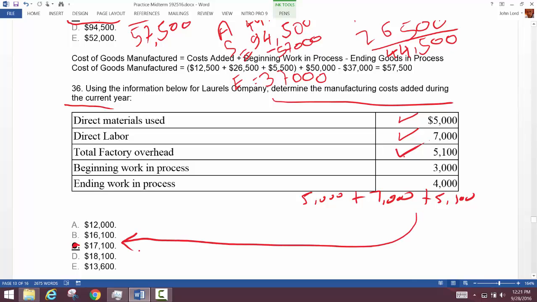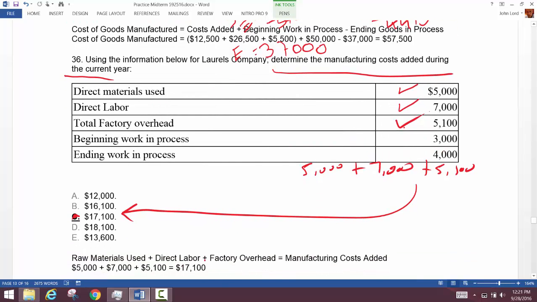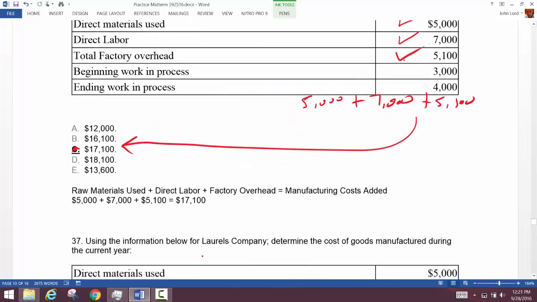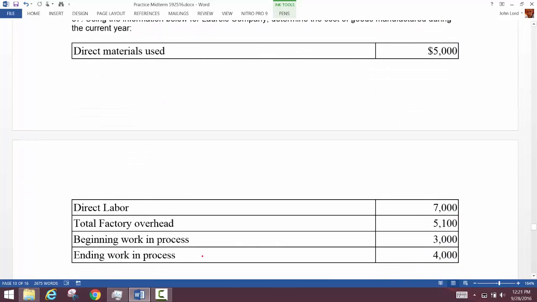Now let me see here. Could I ask you here the cost of goods manufactured? Could I give you the same exact problem, say on your test, and ask you the cost of goods manufactured? Oh, okay, good. Thank you. Same numbers? Okay. So I guess I could ask you that, because here it is, right? Okay, good.